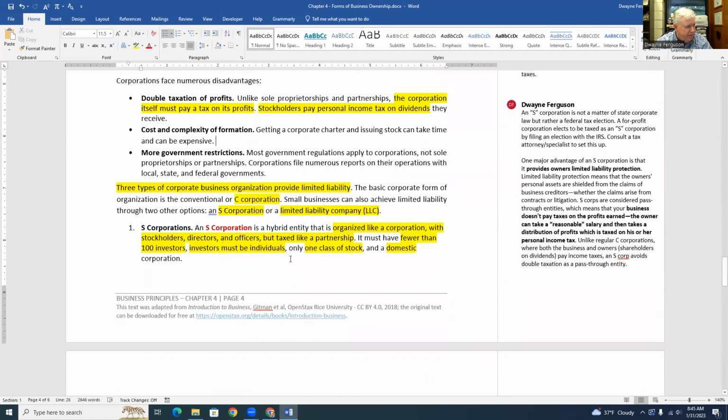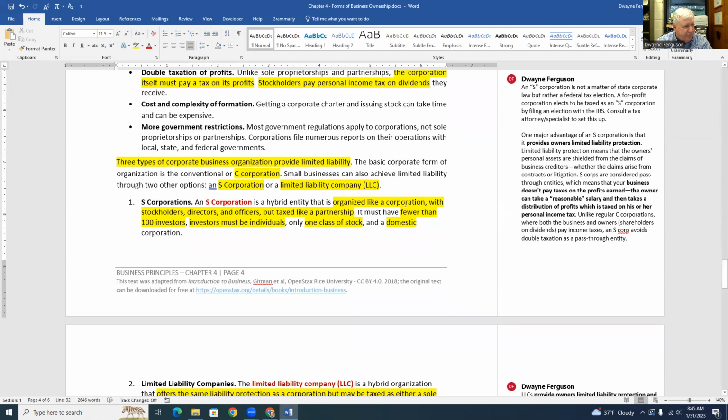And so I gave you both of those here. The difference is in an S corporation, by the way, a regular corporation is called a C corporation. But if you want to start an S corporation, it's organized like a corporation with stockholders, investors, officers, but it's taxed like a partnership. Okay, must have fewer than 100 investors.